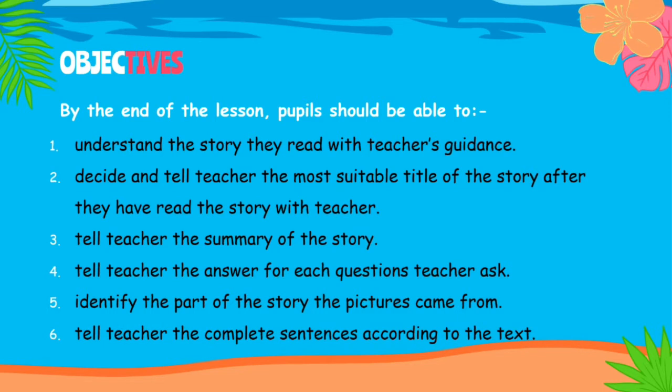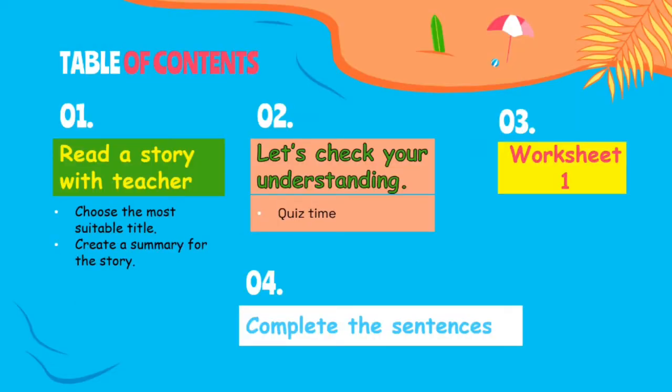So, do you guys think we can attain today's objective? If yes, now I'm going to show you the table of contents for today's lesson. So what we are going to do? The first one, we are going to read a story with teacher. We are going to choose the most suitable title and create a summary for the story. Number two, we are going to check your understanding about the story. So it's going to be quiz time. We are going to play a game for this part. For number three, we are going to do worksheet one. Of course, it's very important for you guys. Number four, we are going to complete the sentence and then we are going to end today's lesson. Pretty simple and easy, right?